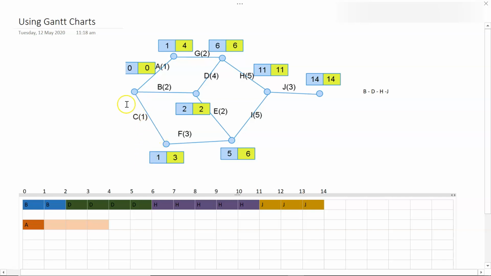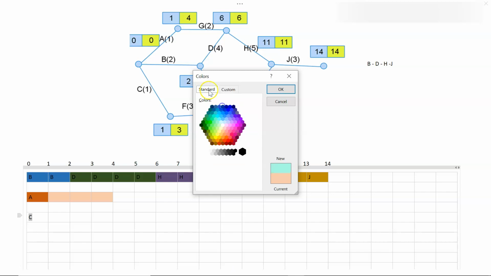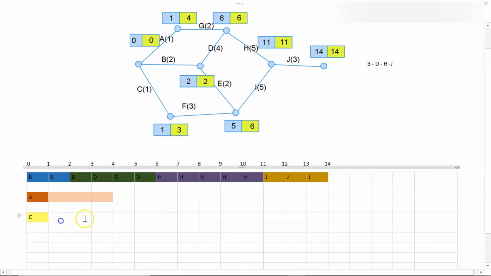Then have a look at the other one. So C could also start at 0. C also lasts for 1 day. Alright, have a look at the others and then go through and fill out your Gantt chart. So G would start at 1, last 2 days, and could be finished by 6.